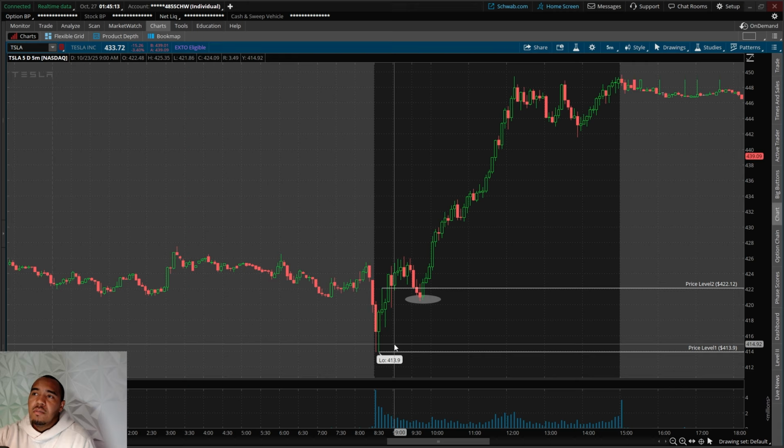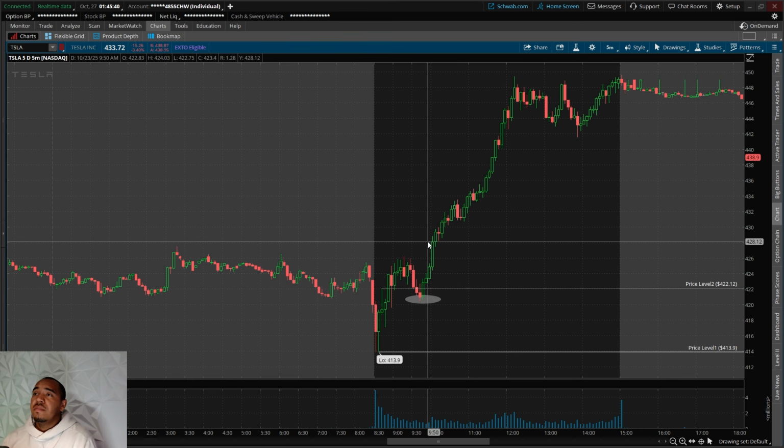Being patient in the market is extremely important. So as we drew this out, we broke out of our 422 high, and we came back and we retested this level. We got a full close here on this candle, and then we went from red to green here. All right, and yeah, this here was our retest, and as you guys can see, we just kept moving on up.